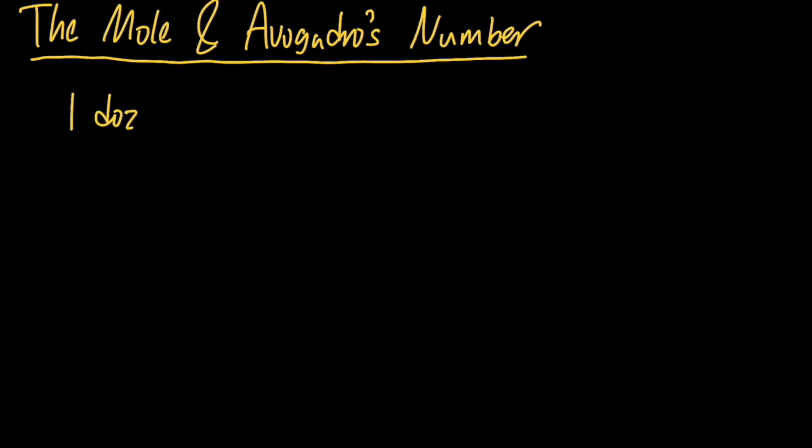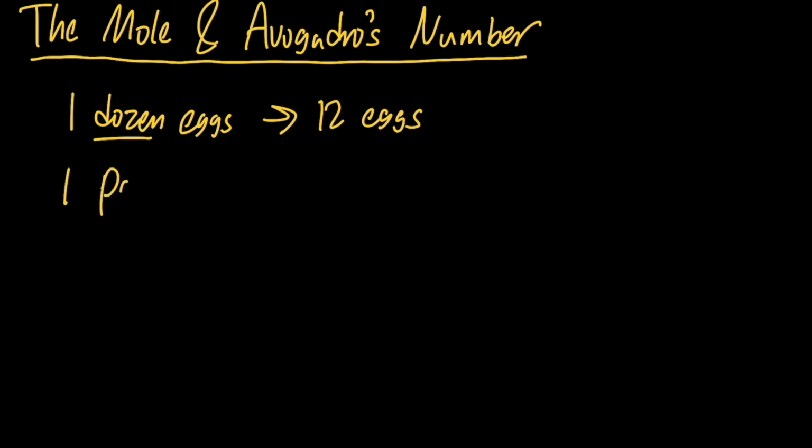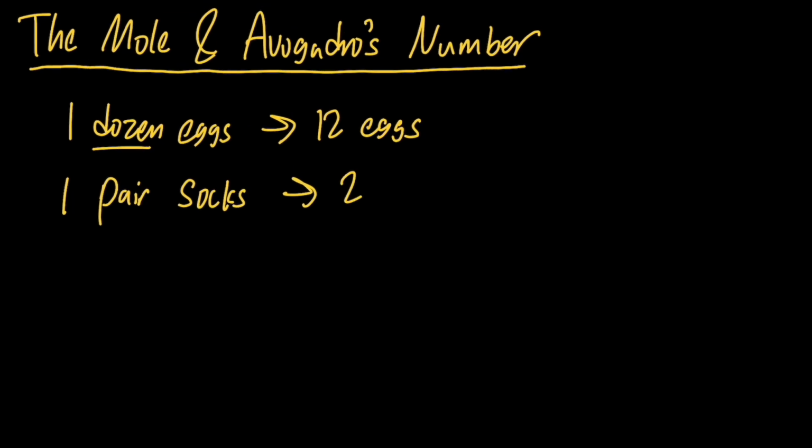1 dozen eggs means we have 12 eggs. A dozen is a way of counting or grouping eggs, right? I'll give you another example. 1 pair of socks means we have 2 total socks. Again, pair is a grouping for socks.